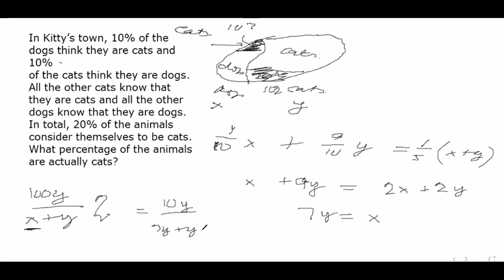As a percentage, you get 100Y over 8Y, and the Y's cancel, and 100 over 8 is 12.5%. So the answer to this question is 12.5%.